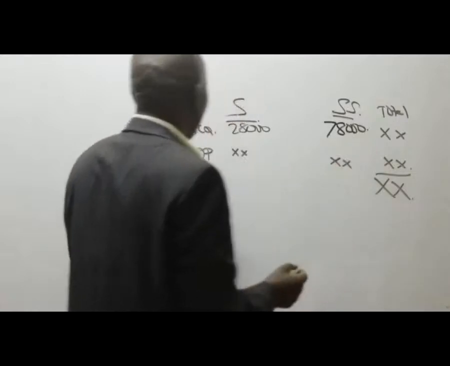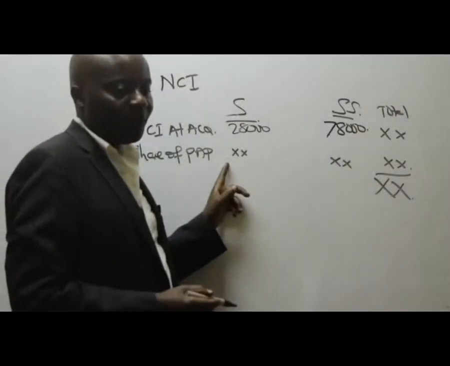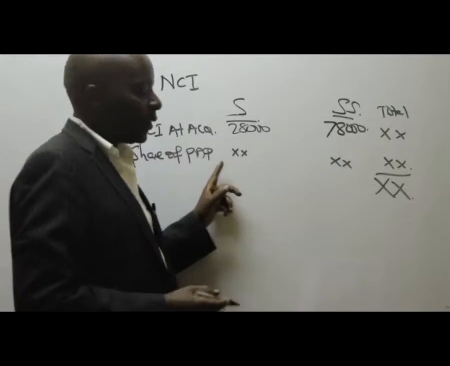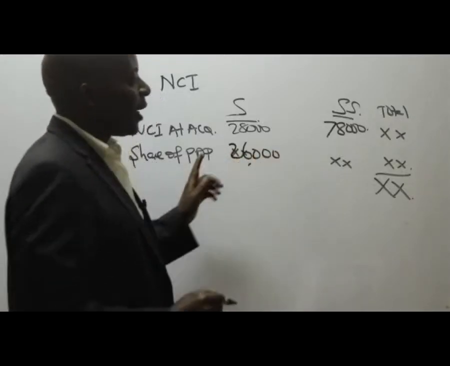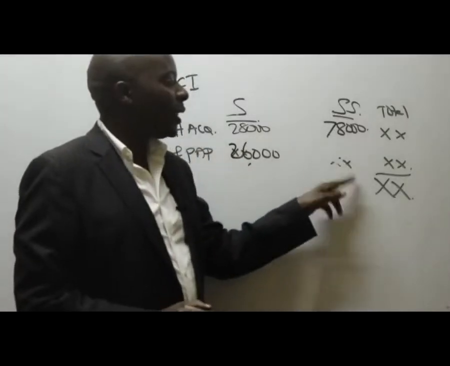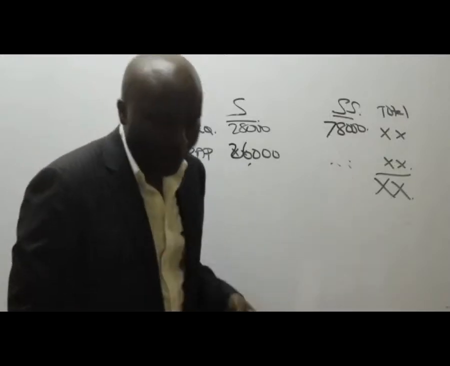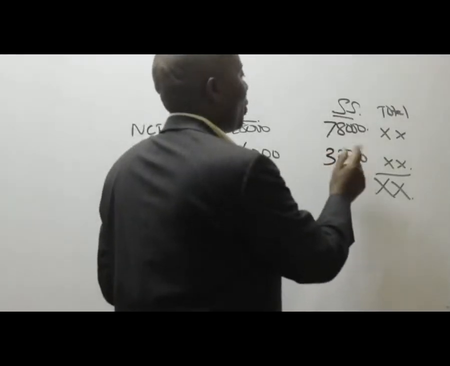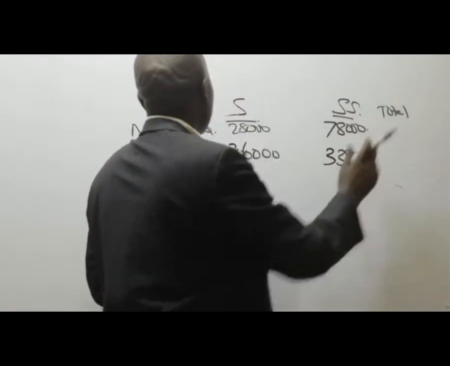How about share of PUP? We have the share of PUP: 26,000 for S. How about share of PUP for SS? It comes to 33,800. So could you kindly give me these figures very fast?